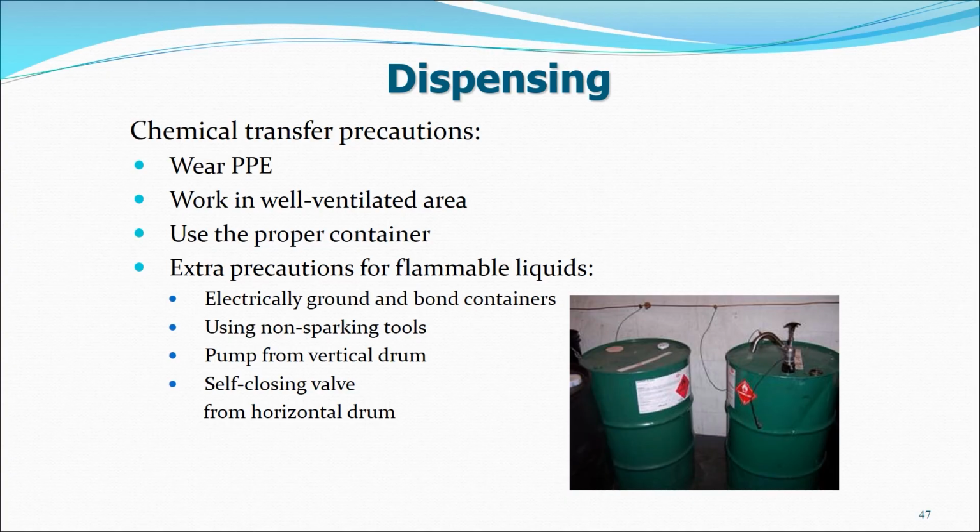Take extra precautions if you are transferring flammable liquids. Be sure to electrically ground and bond the containers. These liquids can cause static electricity to build up as they are poured or transferred, and a spark could ignite the flammable vapors. Grounding and bonding the containers drains the static electricity. Use only non-sparking tools to open drums containing flammable liquids, and use a pump to transfer flammable liquids from vertical drums. Use only a self-closing valve to pour flammable liquids from a horizontal drum.